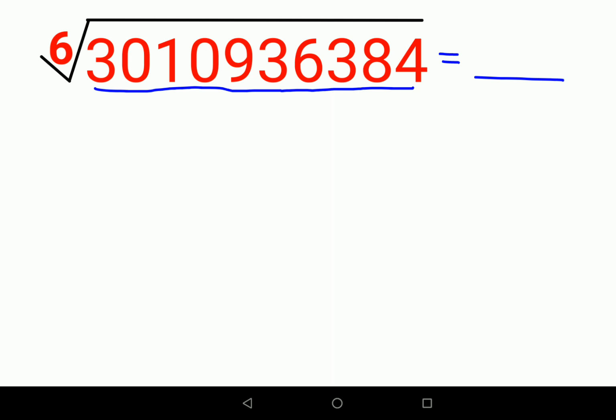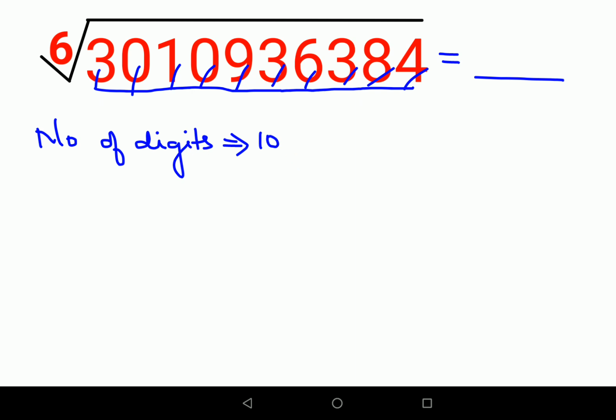A lot of people skipped this one because they thought it is too difficult for them to solve, but I'm going to show you a trick with which you can do this very easily. First thing you need to do is count the number of digits we have in the question. So we have 1, 2, 3, 4, 5, 6, 7, 8, 9, 10. So the number of digits is 10.